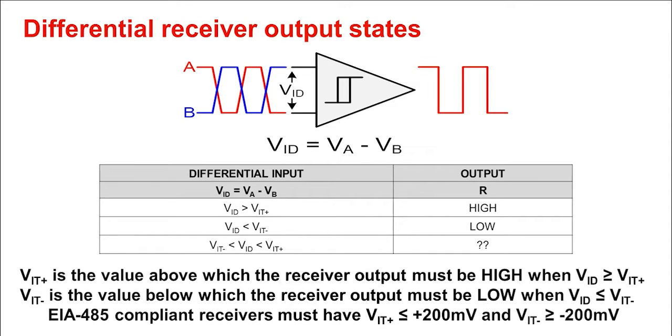The voltage input threshold negative is the value below which the receiver output must be low when VID, or voltage input difference, is less than or equal to VIT minus, or voltage input threshold negative. TIA/EIA 485A specifies that the negative receiver input threshold VIT minus be no less than -200 millivolts. The receiver output state is indeterminate when VIT minus is less than or equal to VID less than or equal to VIT plus.